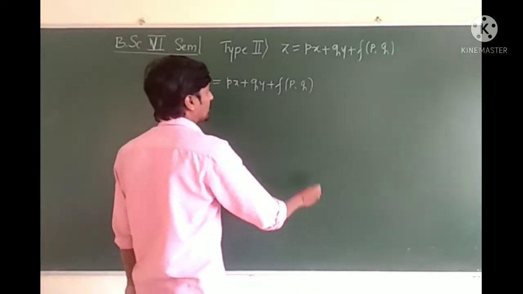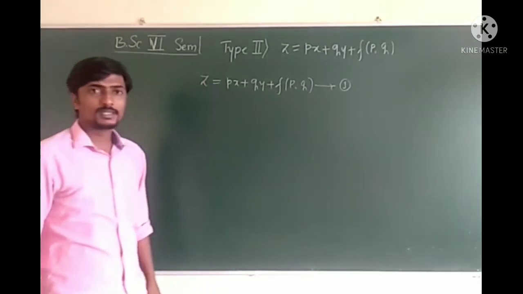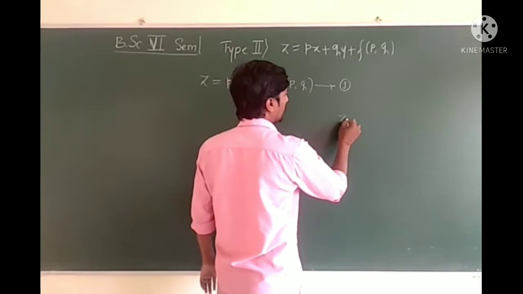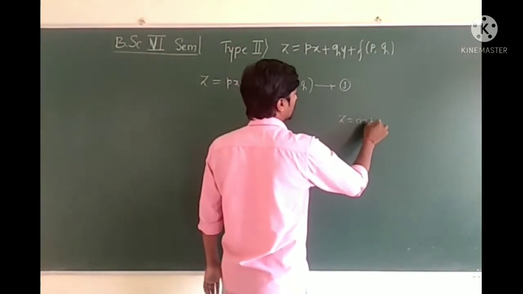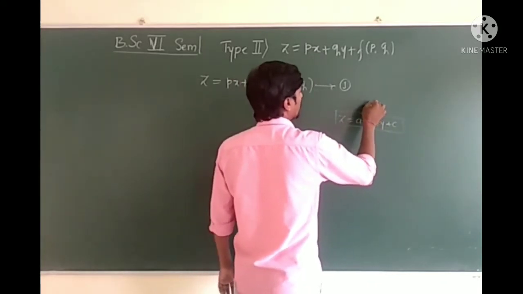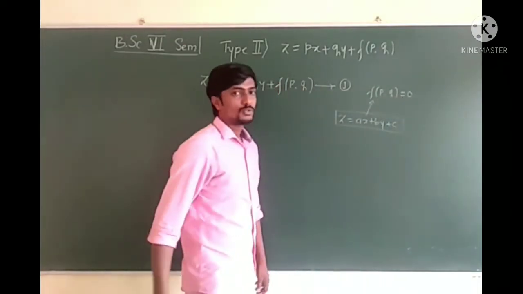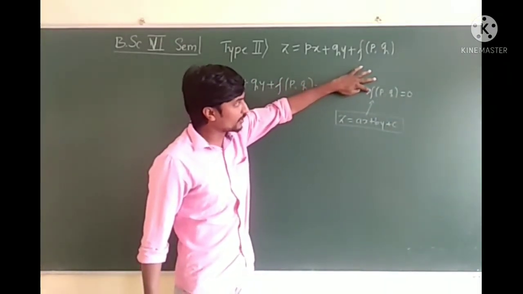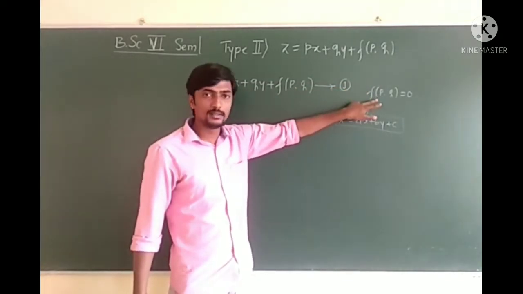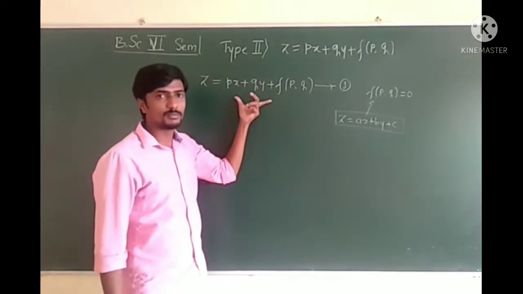We call this equation 1. In the previous case, type 1, we considered the solution z = ax + by + c, which is the solution of f(p, q) = 0. When you integrate this quantity, it provides this. Now look here: similarly, this and this both look the same.